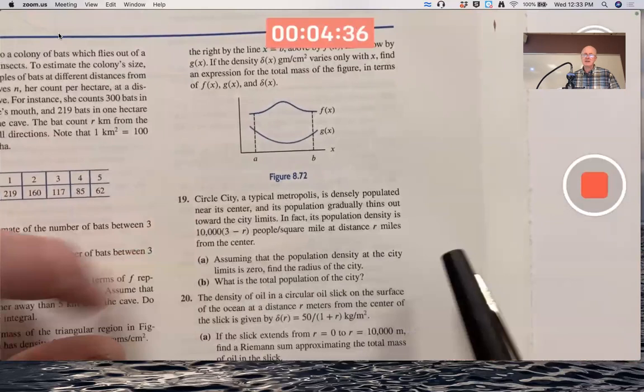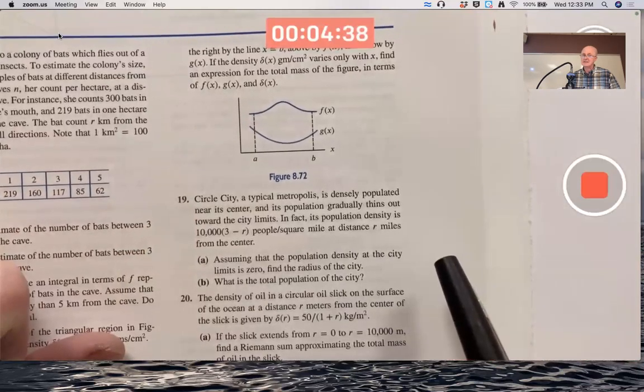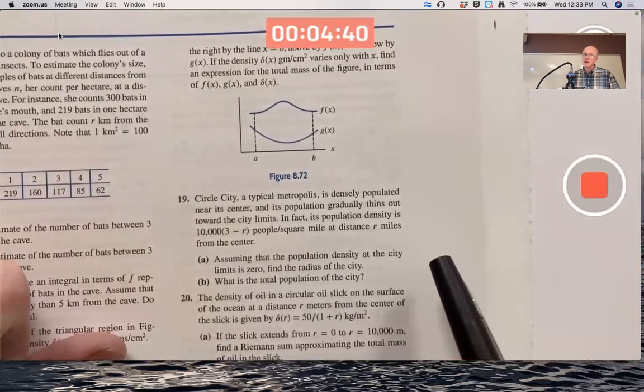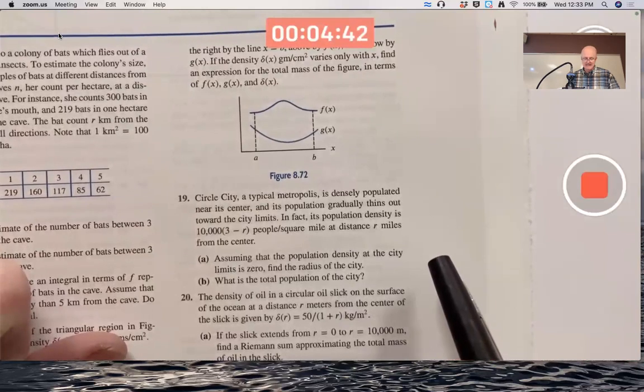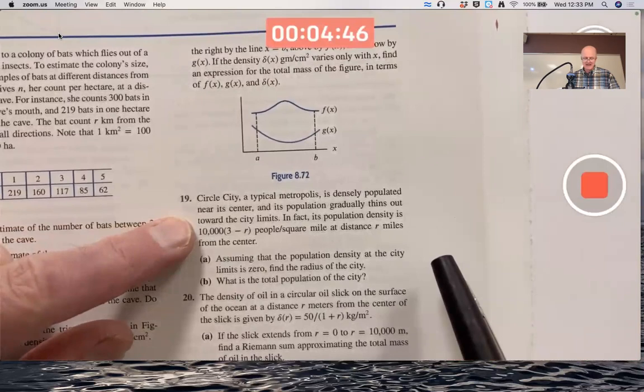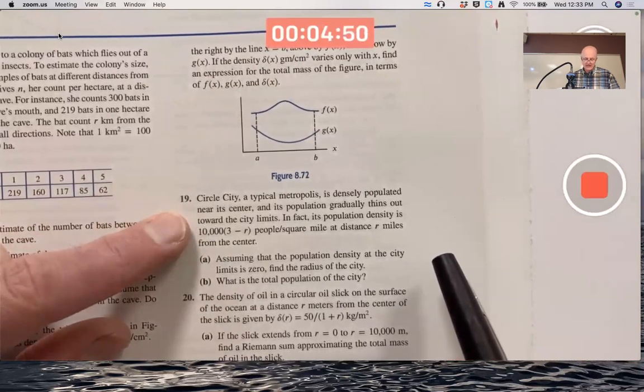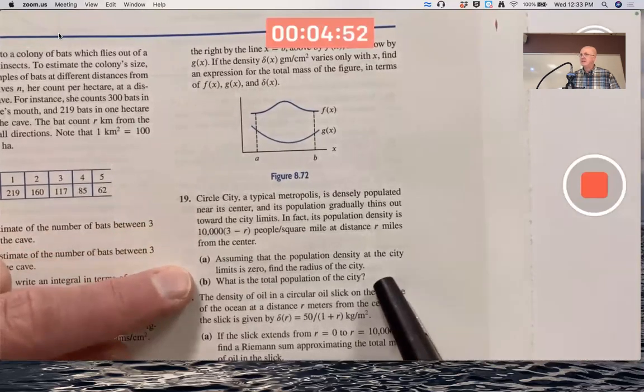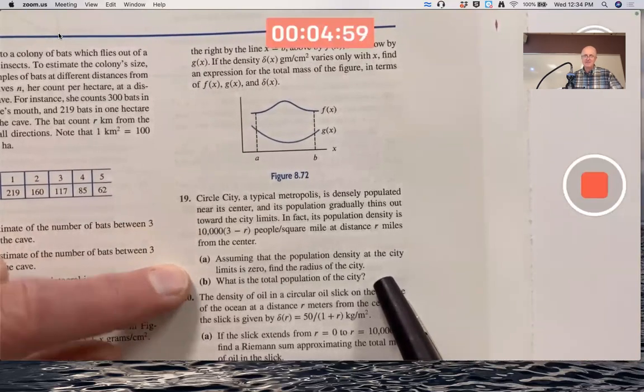Part A says, assuming the population density at the city limits, at the edge of the city, is 0, find the radius. That's supposed to be easy. What would it be? Can you just look at that and tell me? 3, yeah, that's when that density is going to be 0, when r is 3. Part B is to find the total population. That's the harder part. You've got to set up and then do an integral, is the idea.